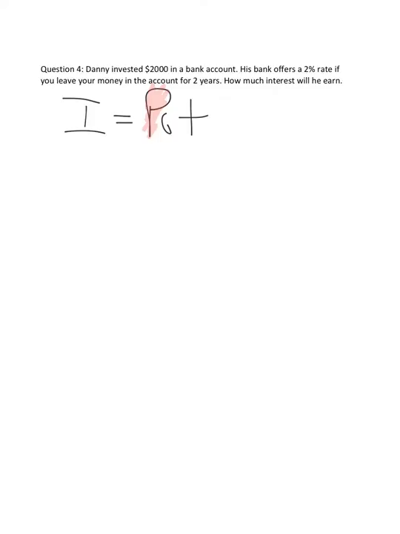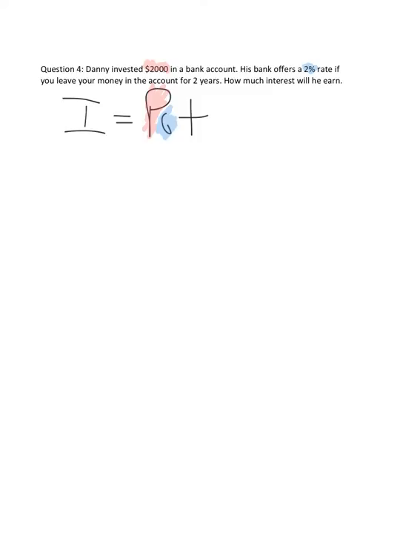Well, Danny invested $2,000. Now, the principal amount is the amount that's put into an account. It's kind of that starting amount. So in this case, P is going to be $2,000. Now, if we keep reading on, it's going to say his bank offers a 2% rate. R is going to be 2%, and we're going to have to remember we have to express it as a decimal, but we'll get to that in a minute.